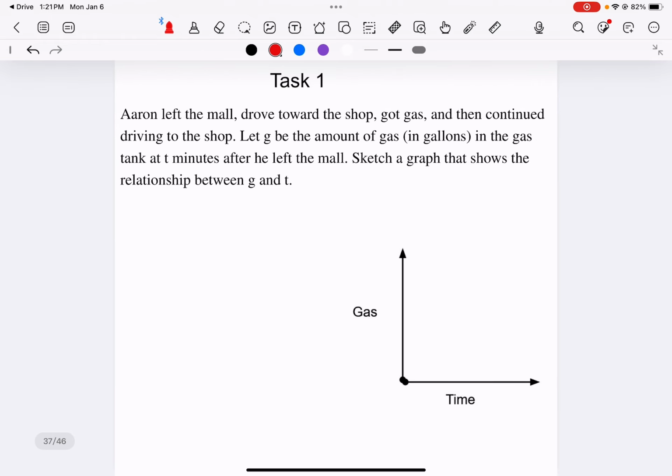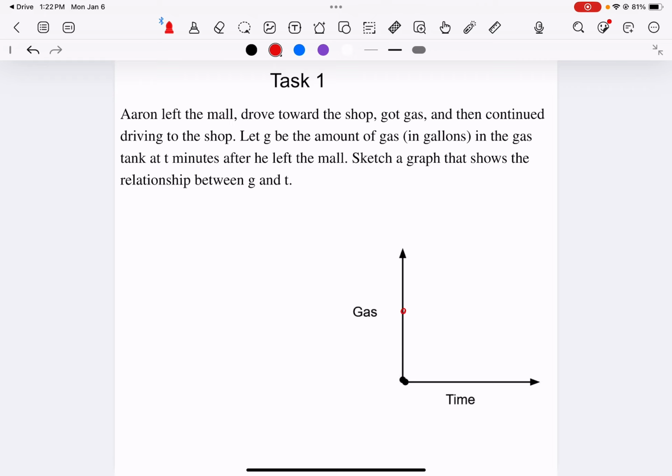So Aaron left the mall, drove towards the shop, got gas, and then continued driving to the shop. G is the amount of gas in the tank, and T is the time, minutes after he left the mall. Sketch a graph that shows the relationship between G and T. If we notice, there's no numbers in our graph. So we can have multiple different answers, but they should look very similar.